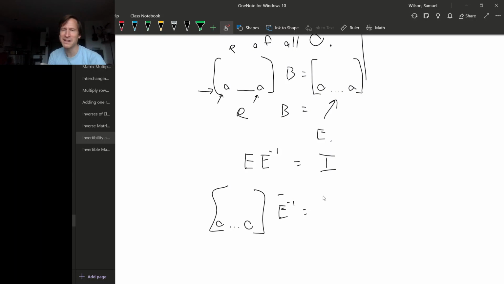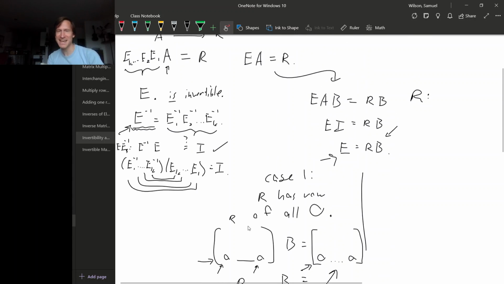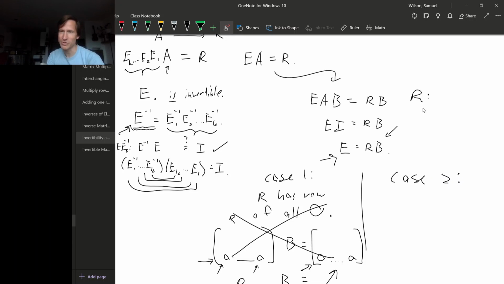then when we multiplied it by its inverse, right, we just saw that when you have a row of all zeros, and you multiply on the left by something with a row of all zeros, you get a row of all zeros. But we just said that this product was supposed to be the identity matrix. So this can't happen. None of this can happen. This case 1, where R has a row of all zeros, that actually can't happen.